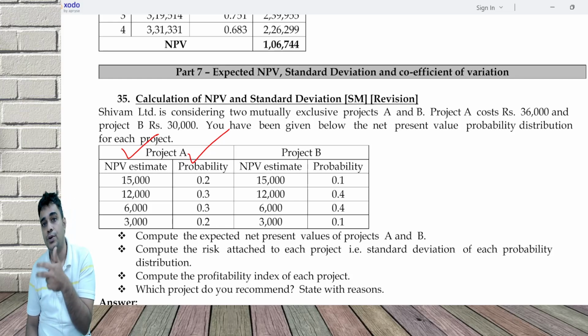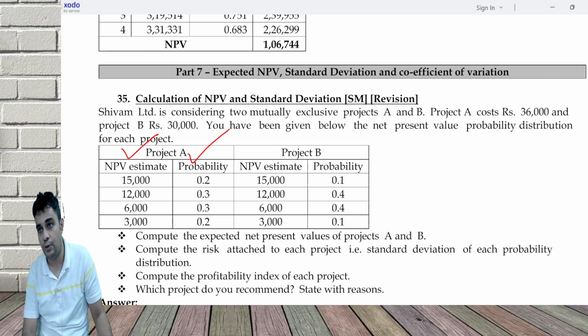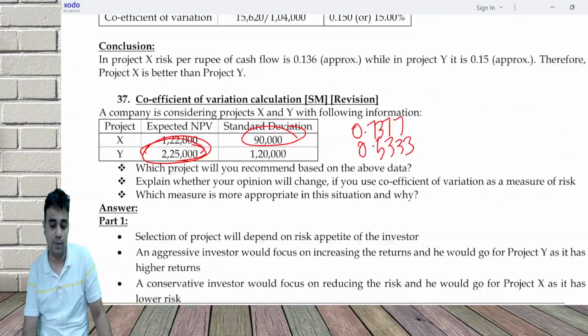Can I do approach 2? If you do approach 1, it will take you more time in this question. And the second challenge is I cannot get the best case and worst case NPV. Any doubts till this? So let's look at the requirements now.